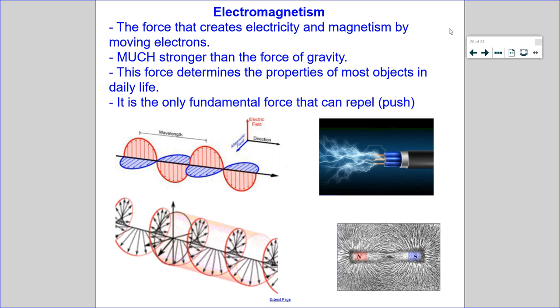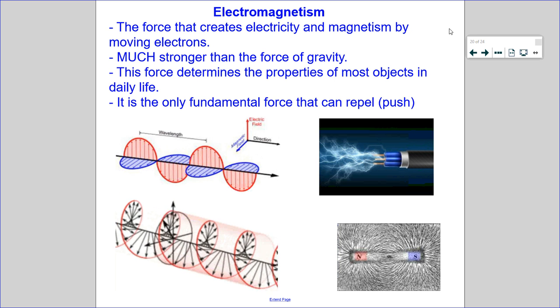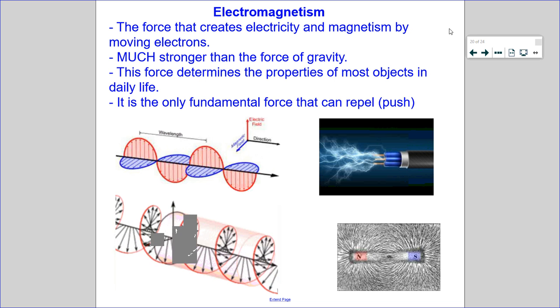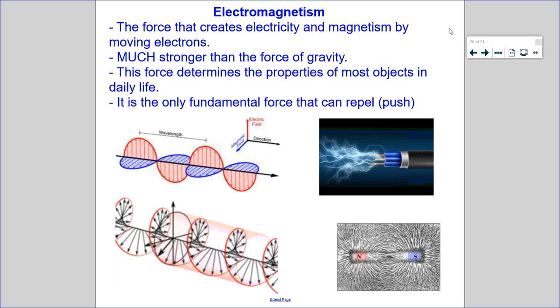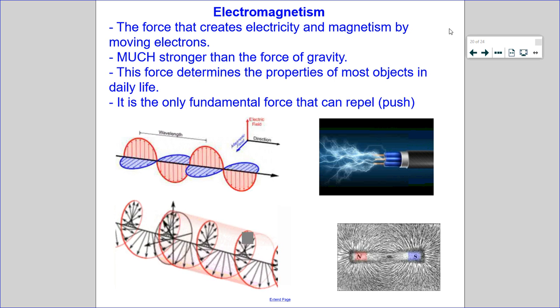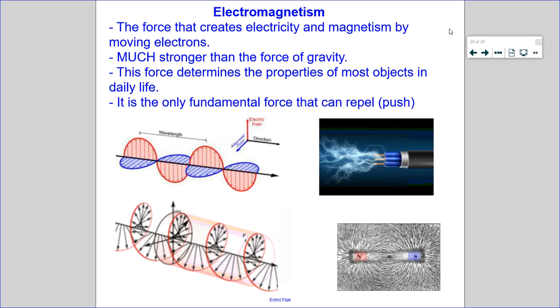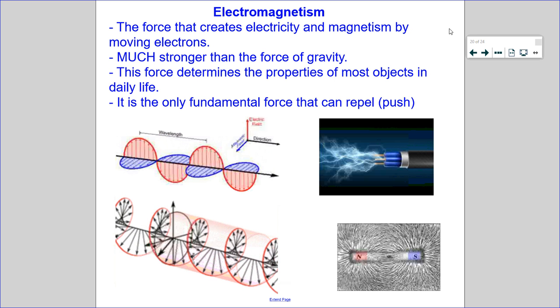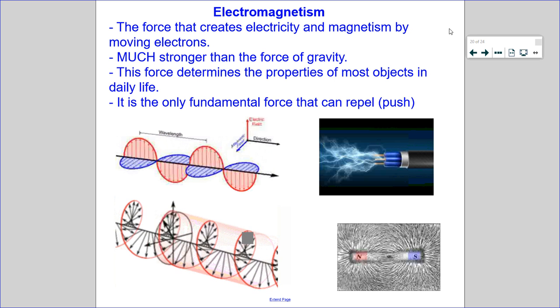Okay, electromagnetism. This is the force that creates electricity and magnetism by moving electrons. It is much stronger than the force of gravity. This force determines the properties of most objects in your daily life. Friction is the result of this. Thrust is the result of this. A lot of things are a direct result of how electromagnetism makes its way into your daily life.